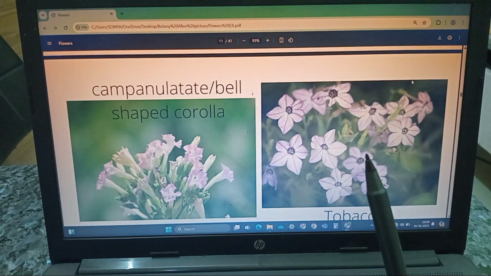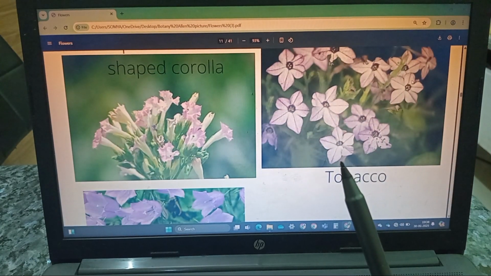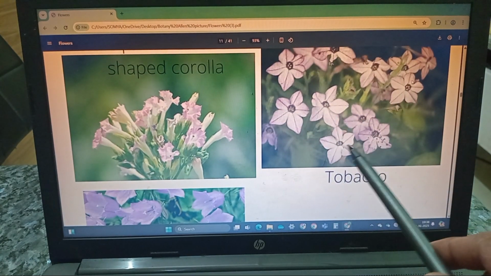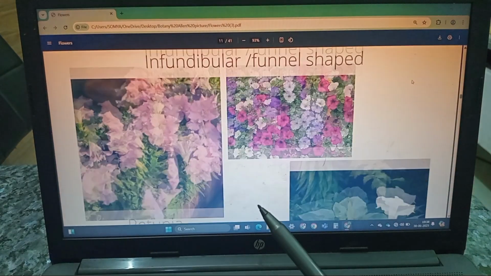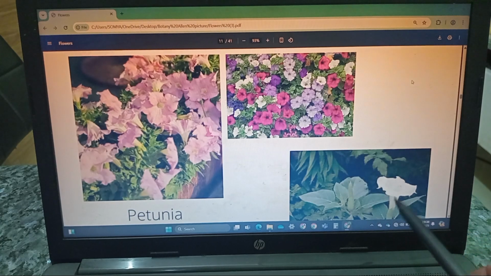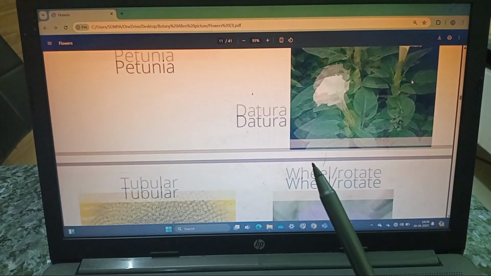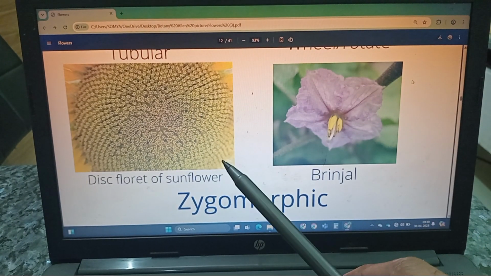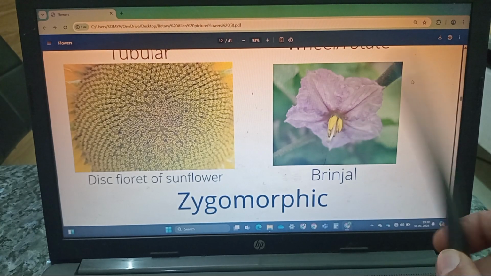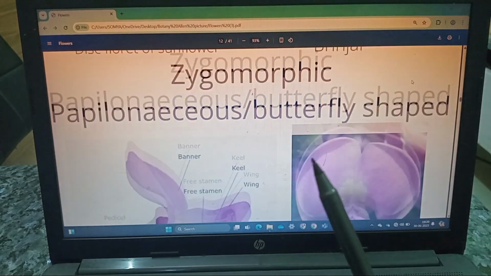Then the shape of the flower can be bell-shaped. It can be funnel-shaped, as you see in petunia and datura. They can be tube-like, as you see in the flowers of the sunflower. They can be wheel-shaped, as in the brinjal.